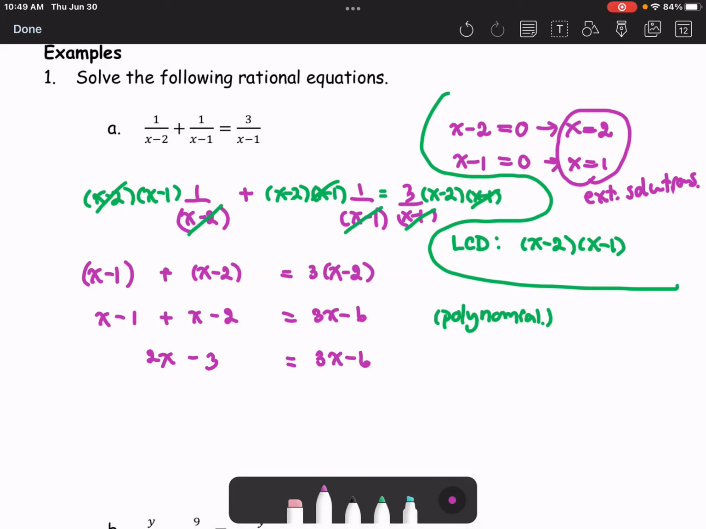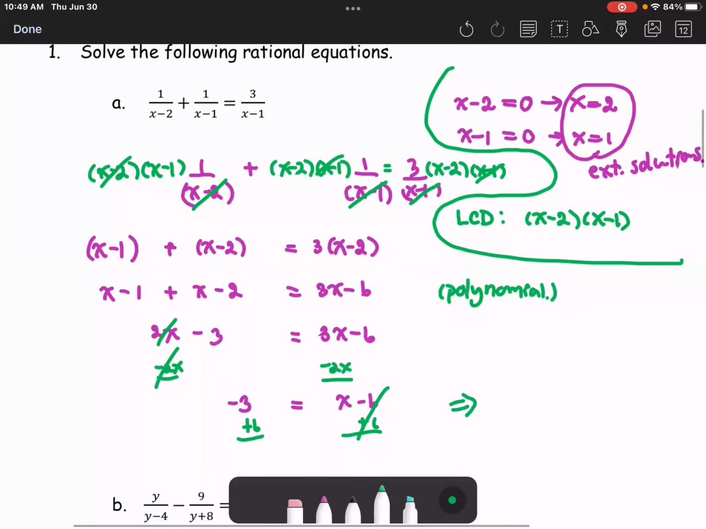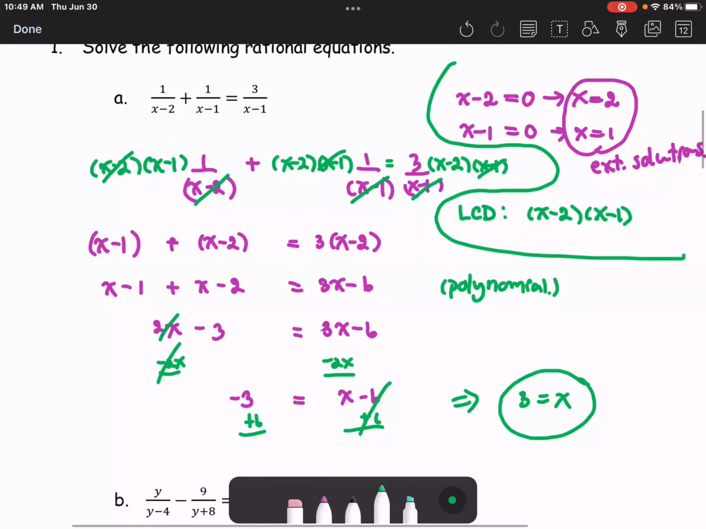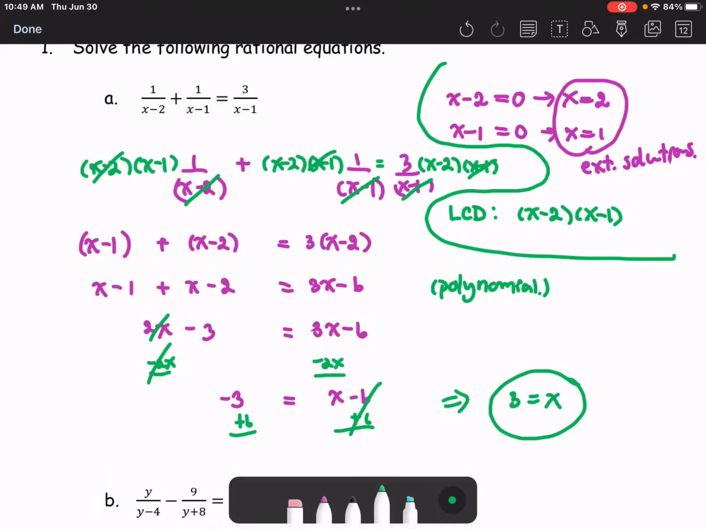So we have 2x on the left and 3x on the right-hand side. I'm going to subtract 2x from both sides of the equation to move the x terms together. Then the left-hand side is now negative 3, and the right-hand side becomes 1x minus 6. Then add 6 to both sides to get positive 3 equals x, or x equals 3 as the solution, where the extraneous solutions are x equals 2 and x equals 1. So we put a note here that x cannot be the value 1 or the value 2.